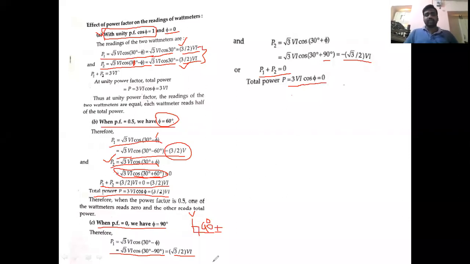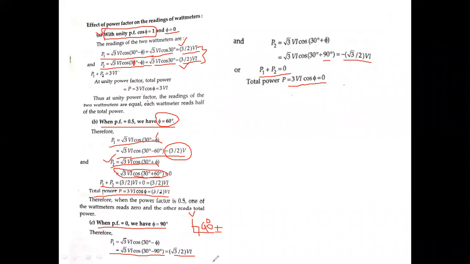What happened here? If the power factor is 0 and phi is equal to 90 degrees, this is a peculiar discussion. At this condition, the readings of the two wattmeters P1 and P2 should be equal with opposite sign. In P1 we got root 3 by 2, in P2 we got minus root 3 by 2. That means the two wattmeters read equal but opposite.